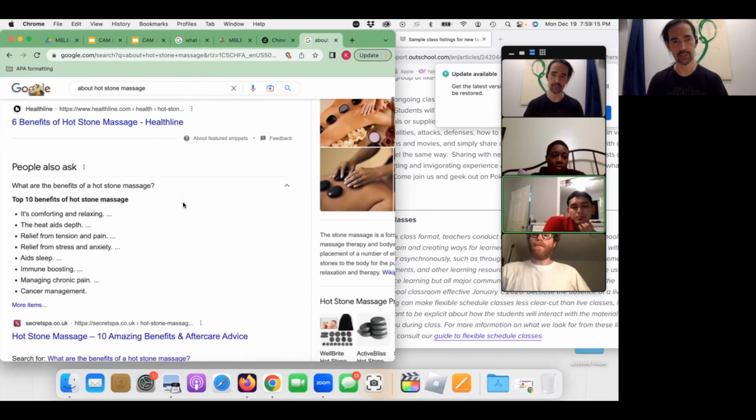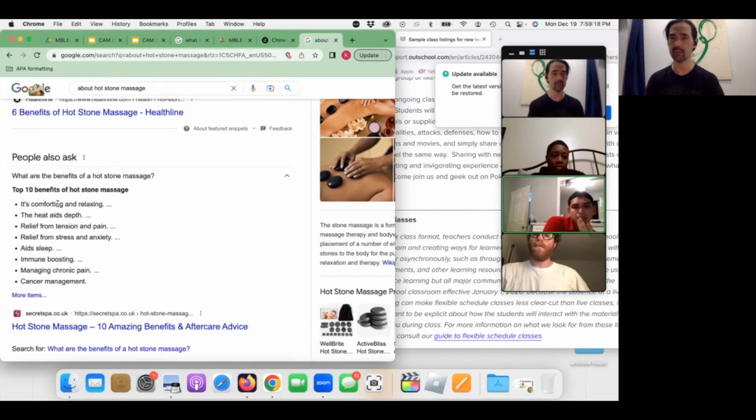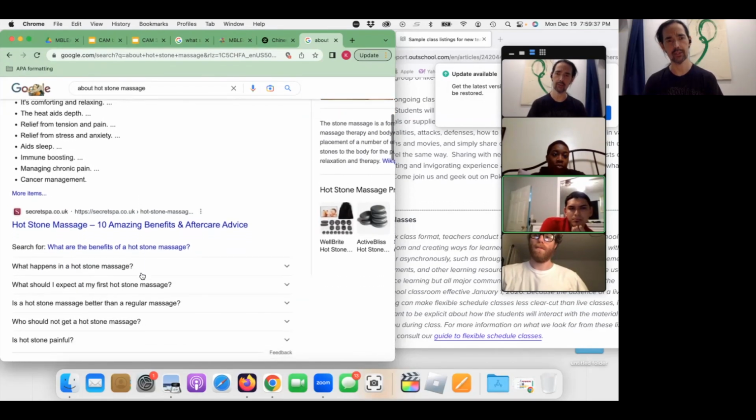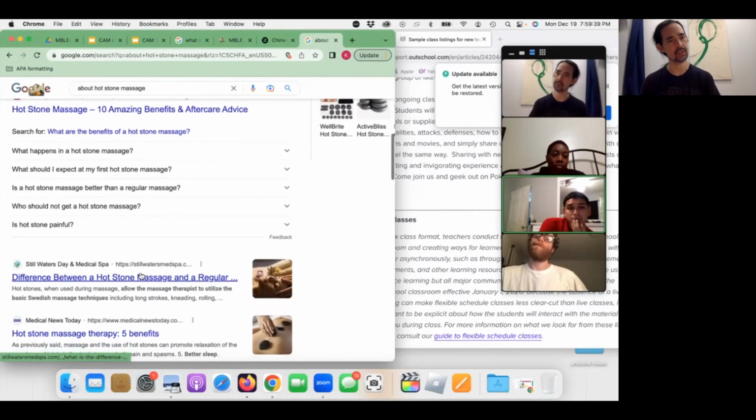Benefits of hot stone massage: comforting and relaxing. You know, comfort is highly underrated. Comfort is really important. The ability to feel safe, to fully relax, very important. The heat aids depth, relieves tension and pain, relieves stress and anxiety, boosts the immune system. Pretty interesting. Cancer management. Wow. Okay, I don't know anything about that.